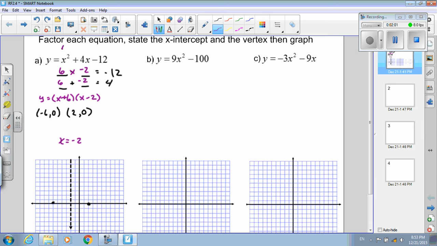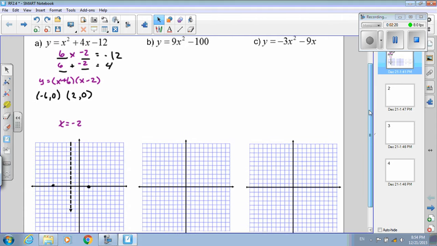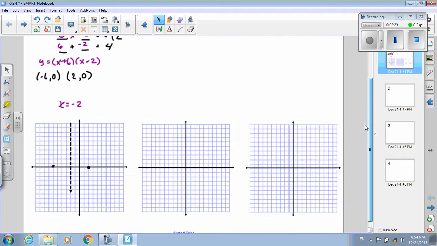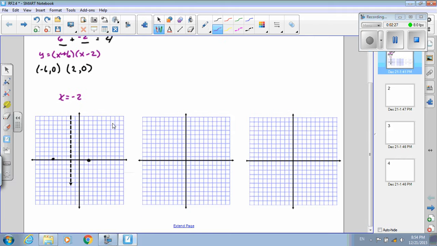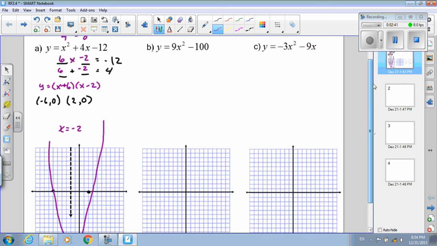So negative 2 squared is 4. Minus 4, 2 times minus 4 is negative 8. Negative 8 and negative 12 is negative 20. So that gives me negative 20 plus 4, so negative 16. So my vertex would be, in fact, negative 2, negative 16. So it would be somewhere down here. Negative 2, negative 16. So my parabola would look like this, something like that. So that'd be the first one for a regular trinomial.